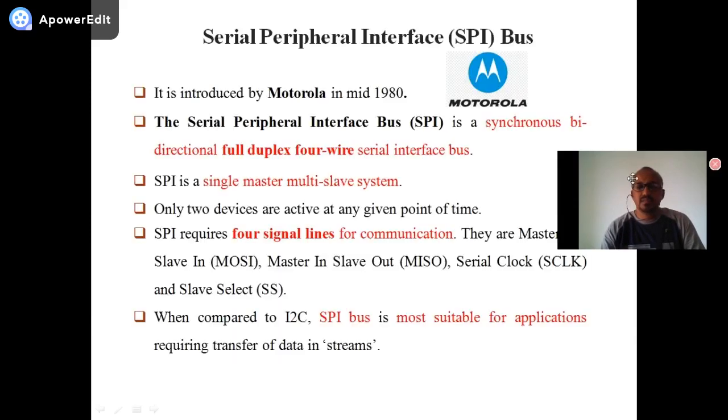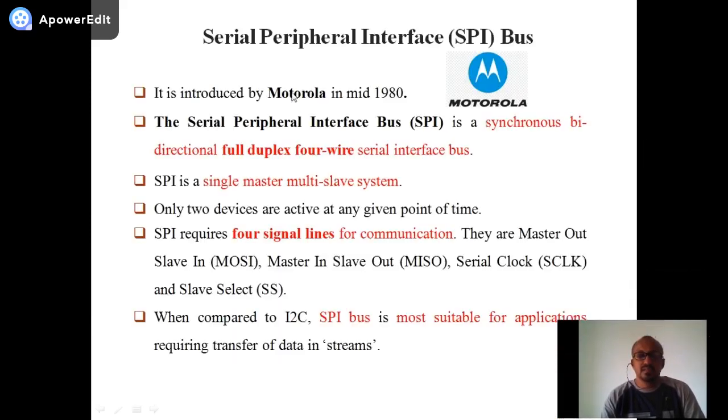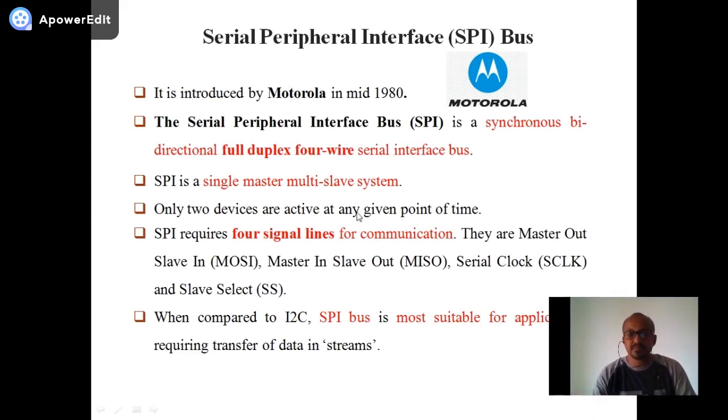Next in this list is the Serial Peripheral Interface, SPI bus. It is also a very popular bus protocol. It was introduced by the Motorola company. SPI is synchronous, in the sense that all its operations function in synchronization with a clock signal. It is bidirectional, full duplex.